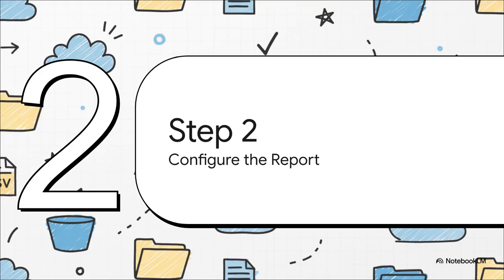Okay, with our permissions all sorted out, we can move on to the really cool part, telling S3 exactly what kind of report we want. This is where you, as the admin, get to tailor the output for whatever you need it for, auditing, analytics, or just some simple record keeping.